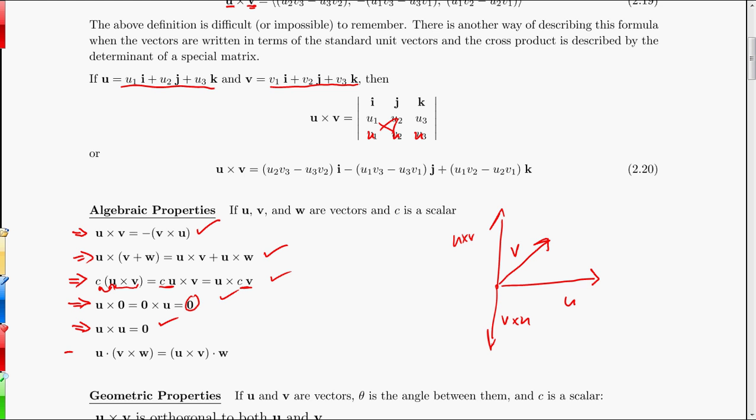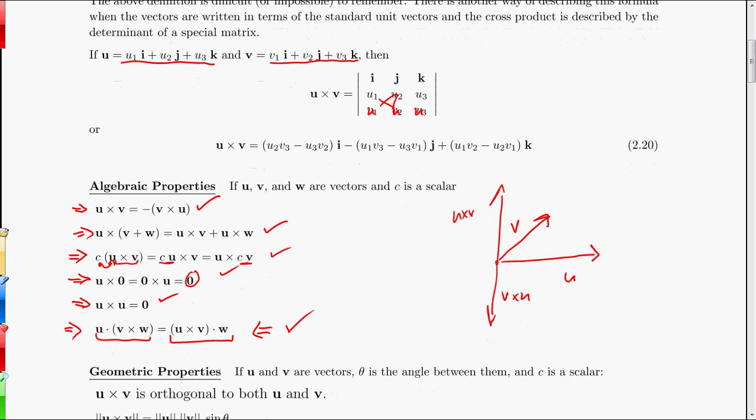And finally, one that's definitely a little harder to prove. You just have to sort of expand all your multiplication and addition and show that they're the same. But U dot V cross W is equal to U cross V dot W. You would never guess that. It's just a property, and in fact, I've never really used it, so I'm not even sure how handy it is.